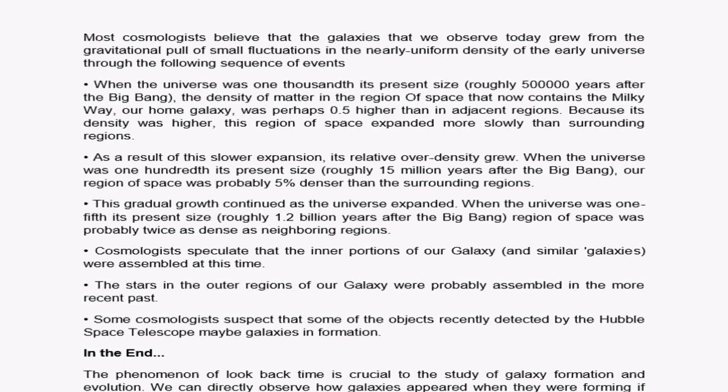When the universe was 100th its present size, roughly 15 million years after the Big Bang, our region of space was probably 5% denser than the surrounding regions. The gradual growth continued as the universe expanded. When the universe was 1/5 its present size, roughly 1.2 billion years after the Big Bang, our region of space was probably twice as dense as neighboring regions. Cosmologists speculate that the inner portions of our galaxy and similar galaxies were assembled at this time. The stars in the outer regions of our galaxy were probably assembled in the more recent past.